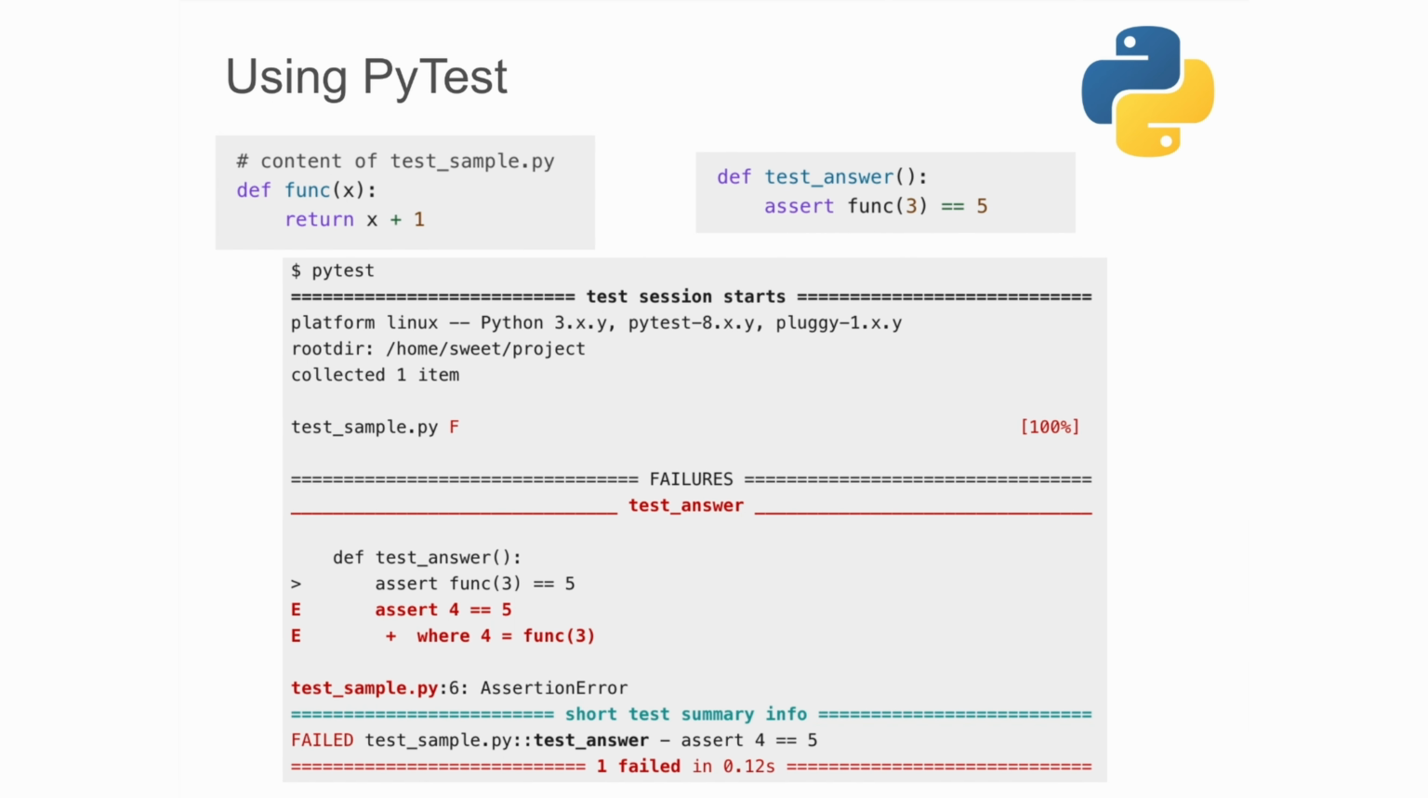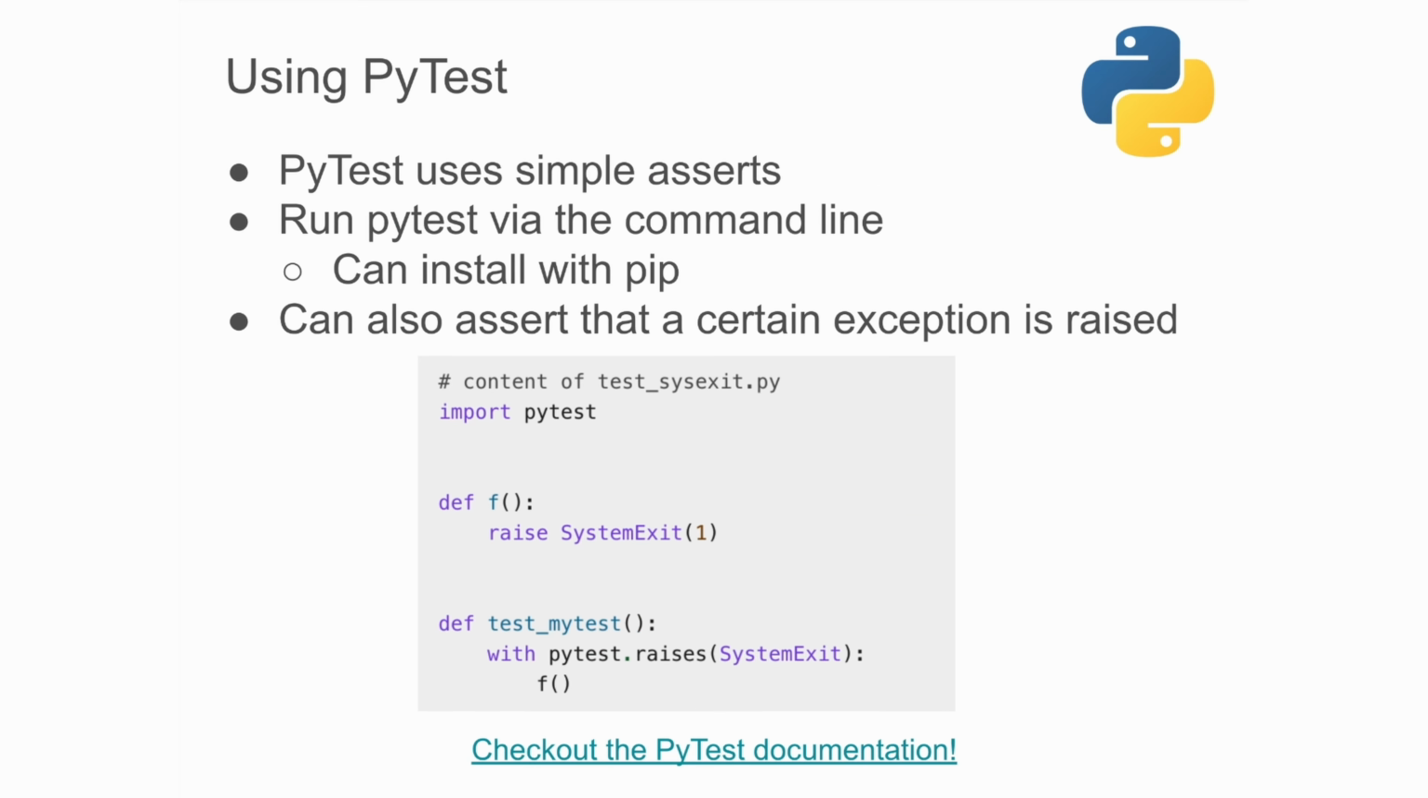Now, if we ran PyTest on the command line, it picks up that there was a failure, and then it will give us more information about that. Where is that failure happening and why is it happening? At the bottom it gives a little summary of how many tests failed, how many tests passed, and how long that took. PyTest, like I said, just uses simple asserts, and then you just run that on the command line. You can install it with pip.